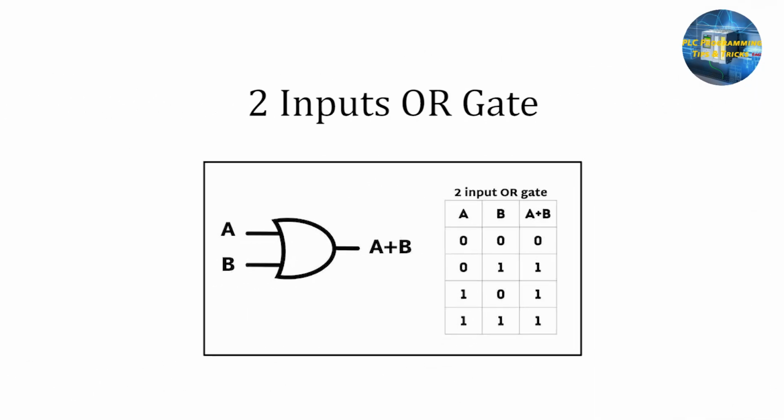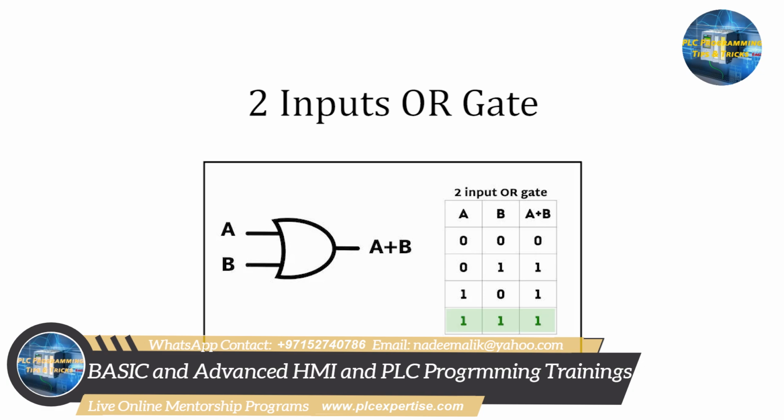The OR gate gives high output if at least one of the inputs is high. This means it allows more flexibility. One condition needs to be met. If A is equal to 0 and B is equal to 0, the output is 0. If either A or B is 1, the output is 1. If both A and B are 1, the output remains 1.